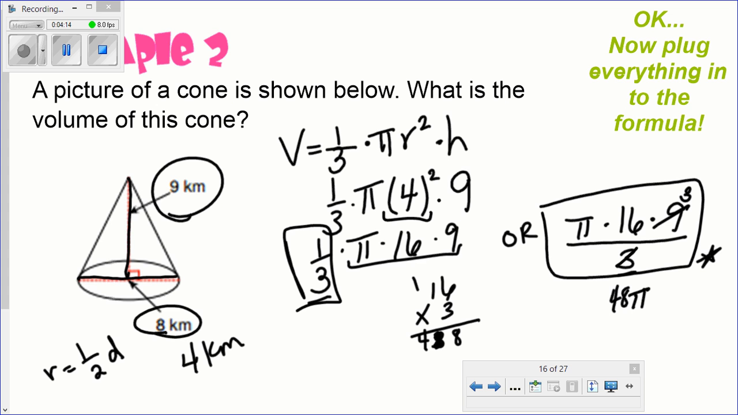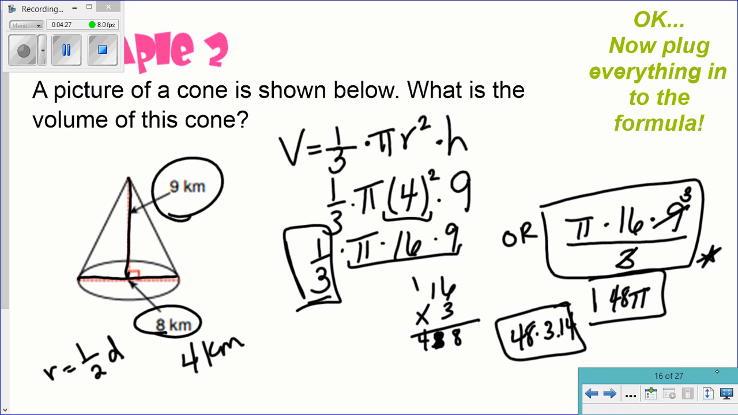Now there are two ways we can do this. We can leave it in terms of pi, like we talked about with the cylinder, or we can approximate it and multiply that 48 times 3.14 to get a more definite decimal type answer. And you can do that if you like, but I'm going to go ahead and leave it in terms of pi because we want to get used to seeing it like this too. You're going to need that in high school math, and you're going to need it in trig especially. Alright, so let's move on.